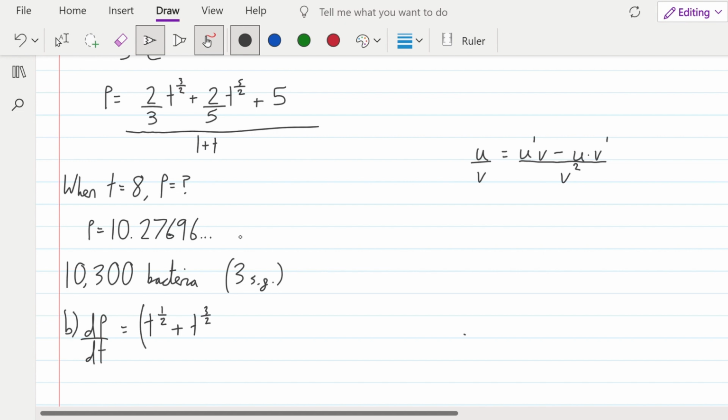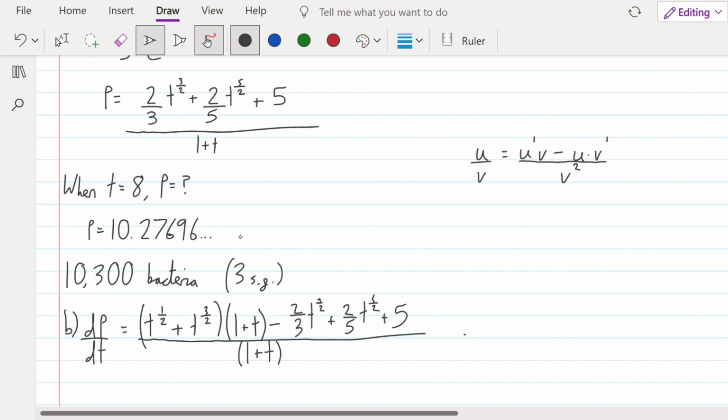So we're going to have this times 1 plus t, because that's the denominator. Then we're going to minus all of the numerator times the derivative of the denominator. But obviously the derivative of 1 plus t is just 1, so it's basically just whatever's in the numerator, which is 2 over 3 t to the 3 over 2 plus 2 over 5 t to the 5 over 2 plus 5, all over 1 plus t squared. Now, would I recommend you times this out?